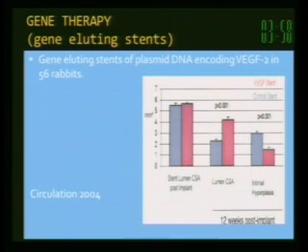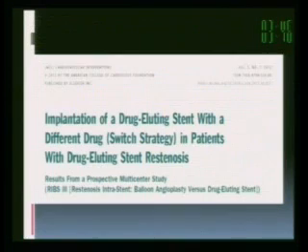Research has been done in gene therapy also for preventing restenosis. Gene-eluting stents have been investigated. Gene-eluting stents of plasmid DNA encoding VEGF2 have been investigated in animal models and found to be effective, and further research is required in this field.